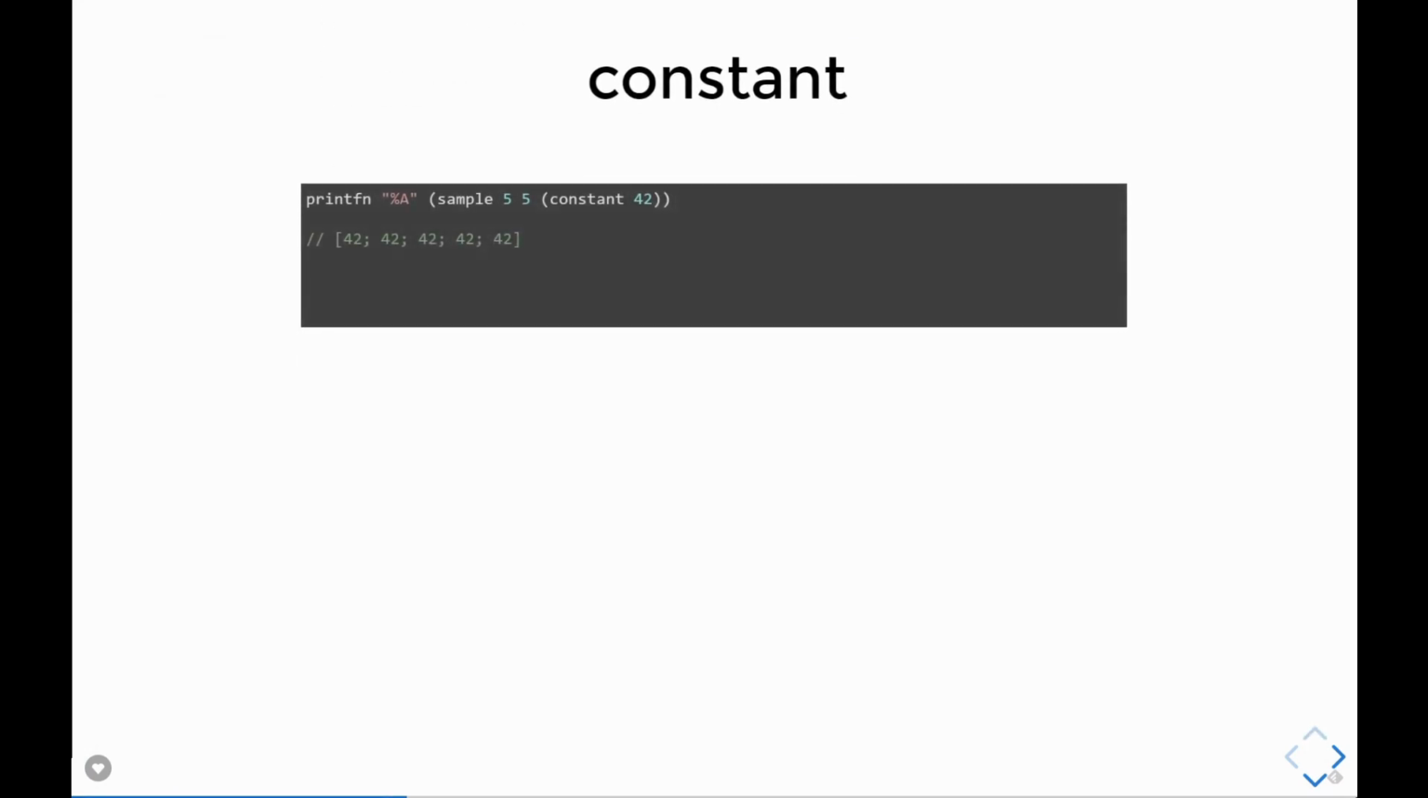So the very simplest is constant, which I have an example of here. What we're doing here is saying constant 42. So it's not all that random, because it will always give us 42. And there are some reasons why you might want to do that.